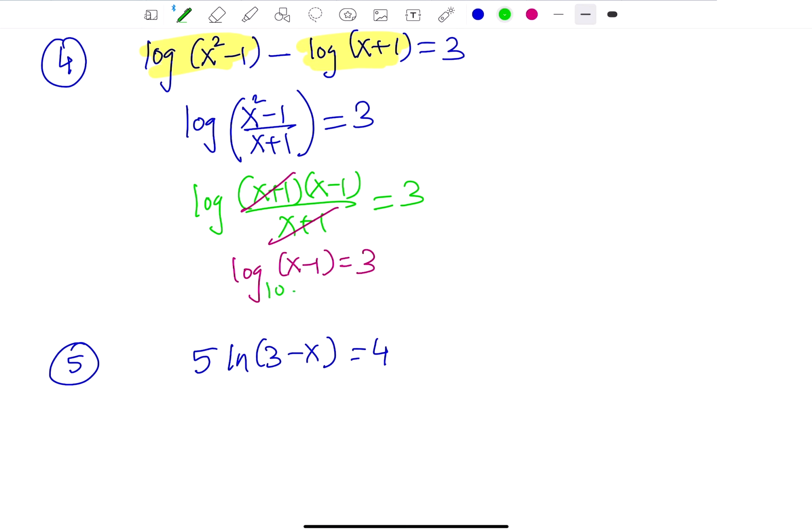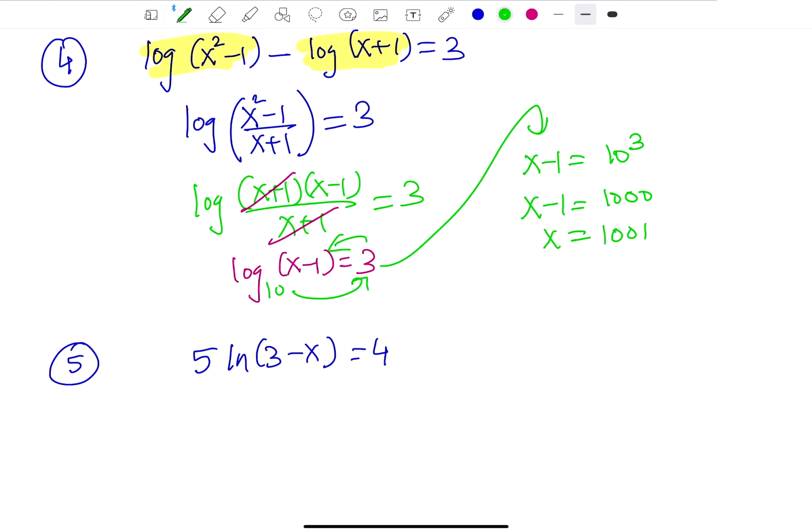Now we can go ahead and use the exponential form, which is, once we have the single log, we're going to take help of exponential form. X minus 1 is equal to 10 to the third power. X minus 1 is equal to 1000. X comes out to be 1001. And if I plug it back in to the original equation, I will not have log of a negative number or log of 0. So always check your solutions.